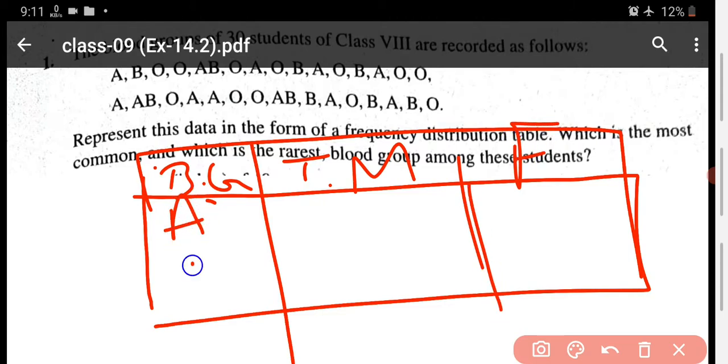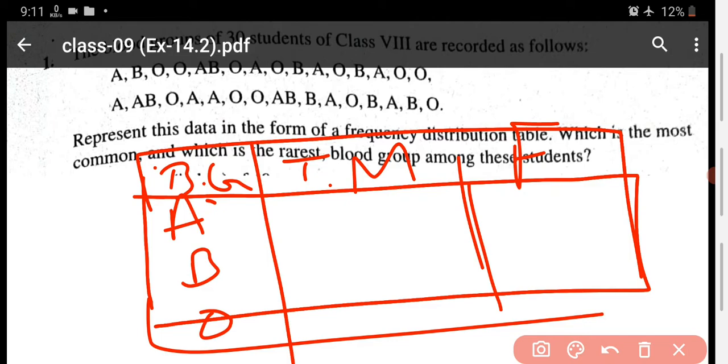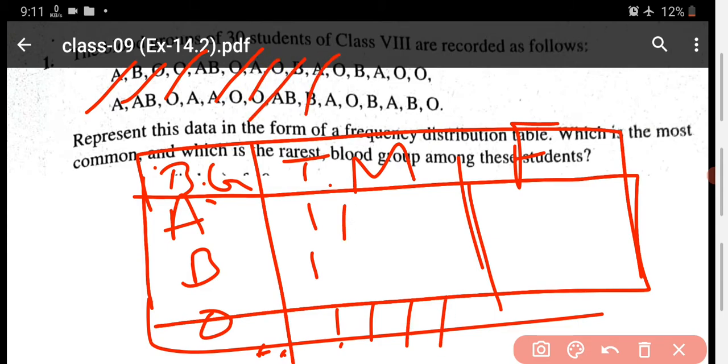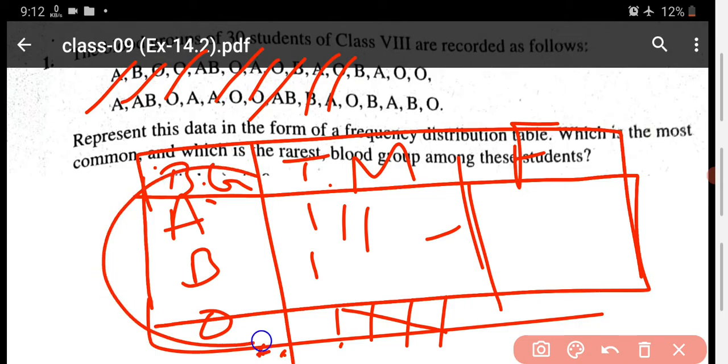Suppose you are asking A and then B and then O and then AB, like that. So if A is there, write one tally mark here, then B, then one tally mark in front of B, then O, then one tally mark here, again O, then one tally mark here, again AB, then write AB also and write one tally mark here, and then O, again one tally mark, and then A, one tally mark, and then O, again one tally mark, A, one tally mark, and then O. For the fifth, you have to make a tally mark like that one. You have to start from the first stroke and end with the last one. Like that, you have to make tally marks for all the blood groups A, B, O, and AB.